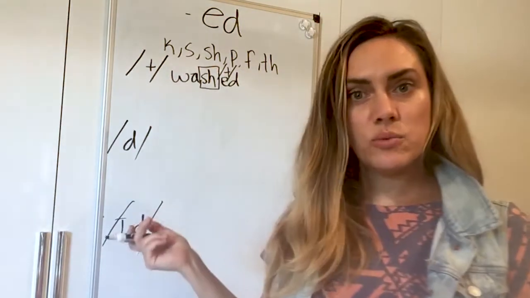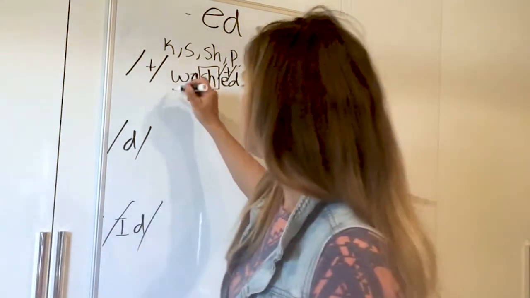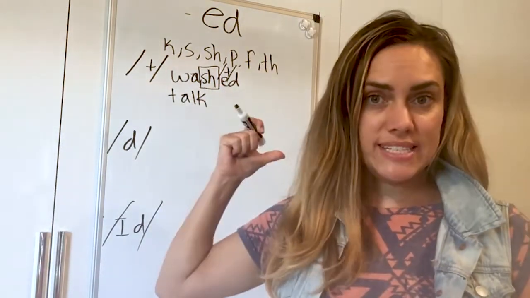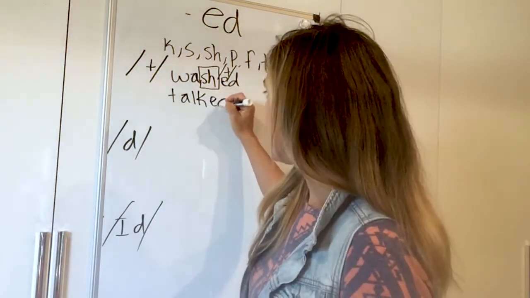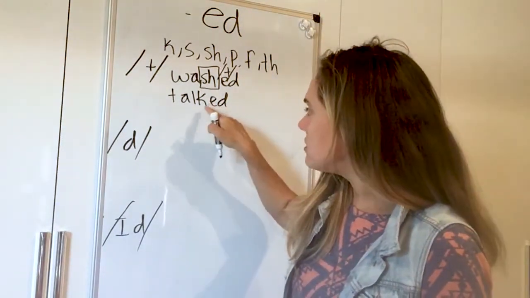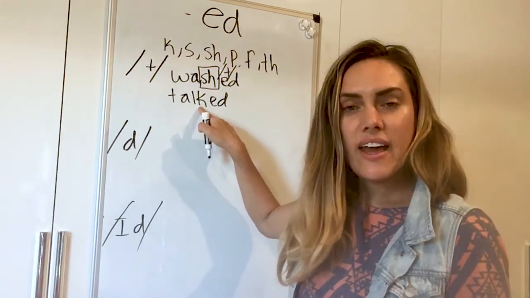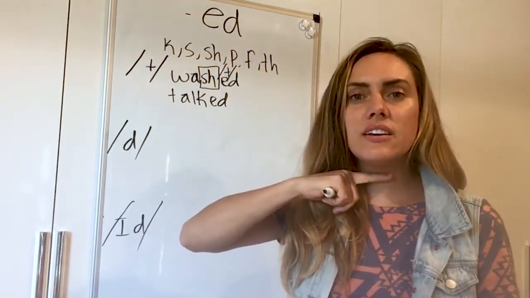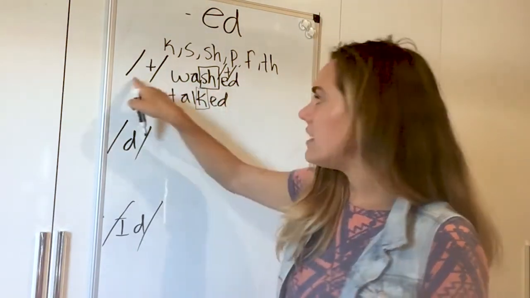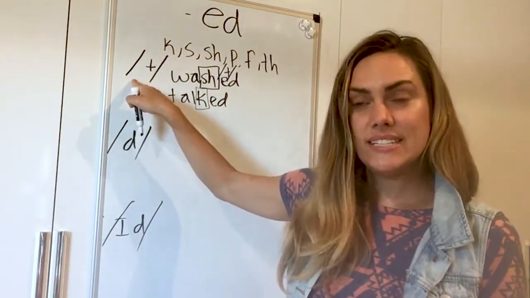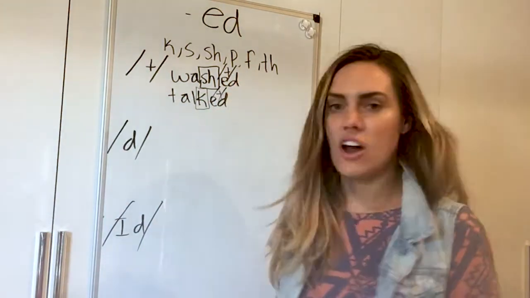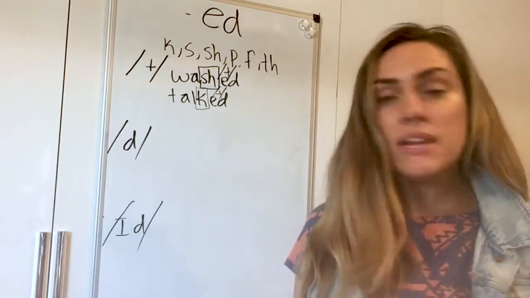Another word that ends with one of those voiceless sounds is talk. I want to use the past tense of that word, so I'm going to add -ed, but how do I say it? Well, look at what comes before the -ed. Look at that letter. How do you make that sound? K, k, k. It's voiceless, okay? So that means that we need a voiceless -ed sound. Talked, talked, okay?